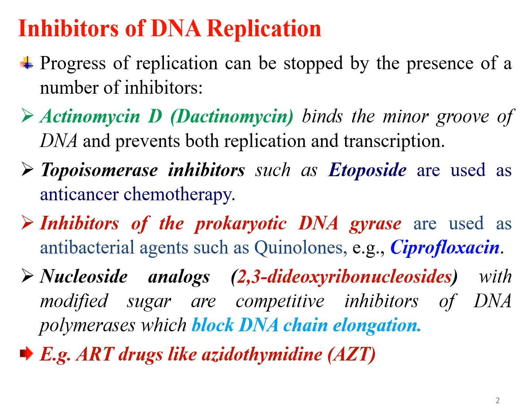The progress of replication can be stopped by the presence of different inhibitors. These inhibitors may be different drugs or molecules that inhibit the replication of DNA. For example, actinomycin D, or dactinomycin, an anti-cancer drug, binds the minor groove of the DNA and prevents both replication and transcription. Different topoisomerase inhibitors such as etoposide are used as anti-cancer chemotherapy, and they inhibit DNA replication as well as transcription.